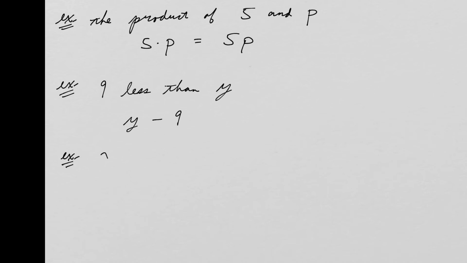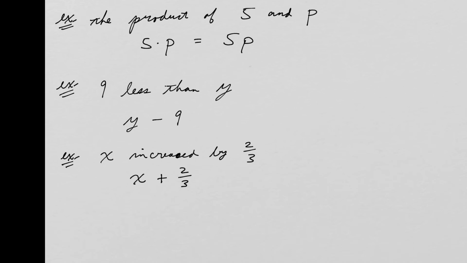How about x increased by 2/3? So increase is another way of describing addition. So this would simply be x plus 2/3. I start at x and I want an additional 2/3, so I'm adding 2/3 to my x.